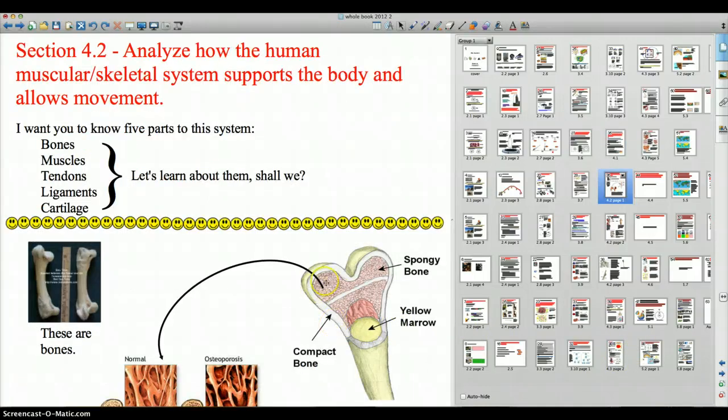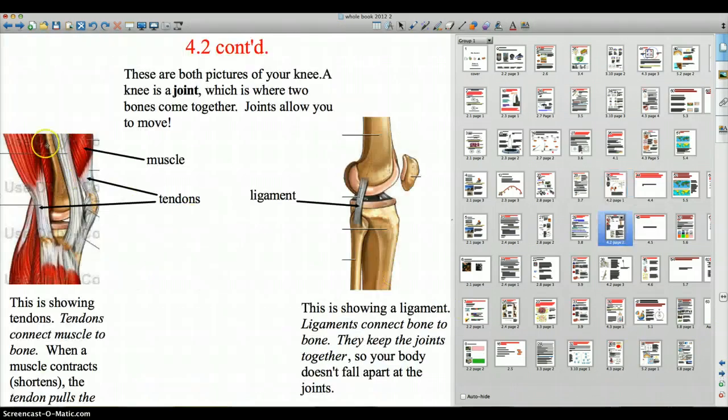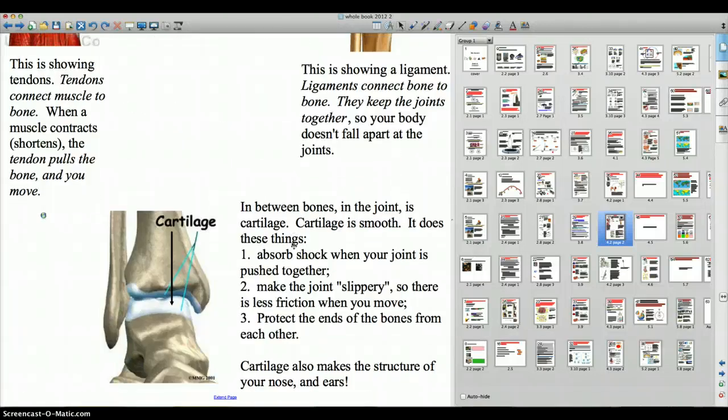Bone is made of compact bone and spongy bone inside with the marrow that stores energy and also creates red and white blood cells. Hard and spongy. Tendons connect muscle to bone so that when the muscle moves, it moves the bone. Ligaments connect bone to bone so that the joints stay nice and tight and work well together. A joint is where two bones come together. Cartilage is in joints as well. It coats the bones, absorbs shock, makes the joints slippery, and protects the ends of the bones from each other.